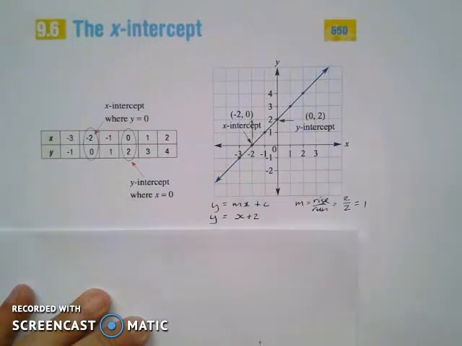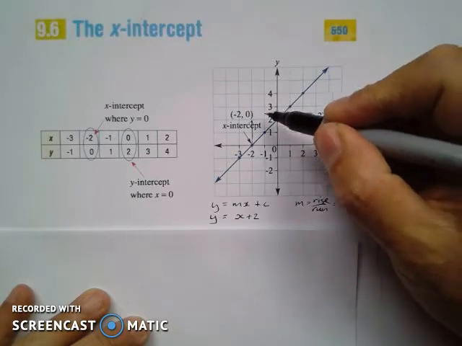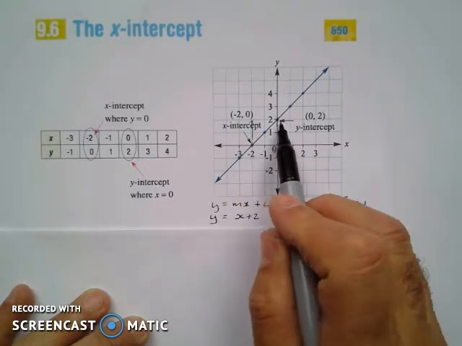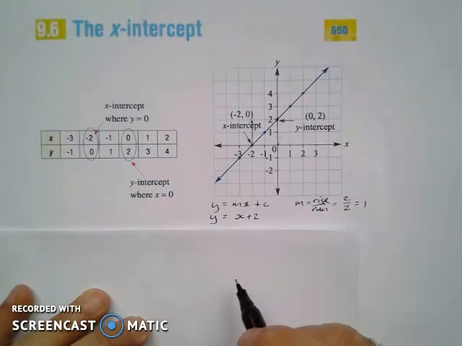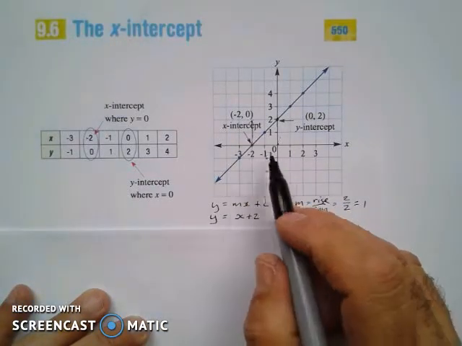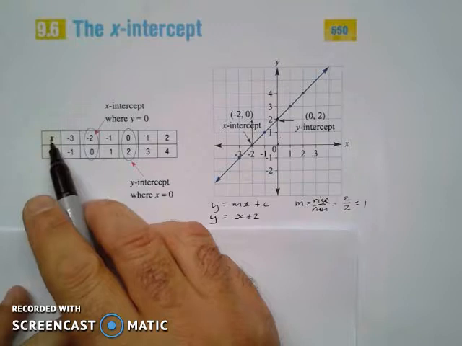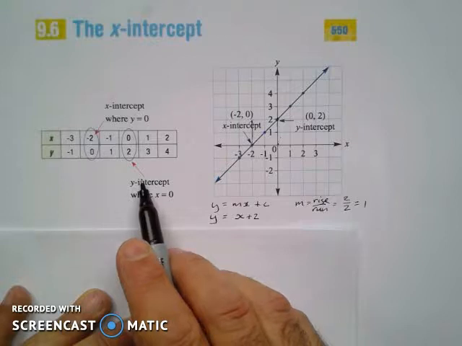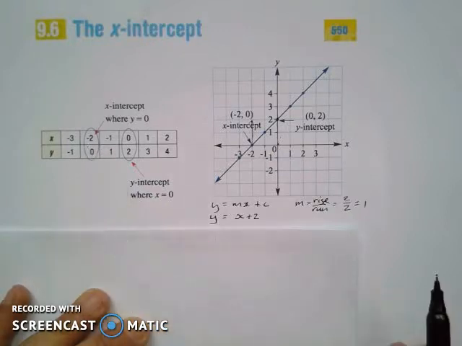Now look what happens with my x- and y-intercepts. On any graph, at the y-intercept, x is 0. Look there, when y is 2, x is 0, and that will always happen. On the x-intercept, when x is negative 2, y is 0. It doesn't matter where I am on this line, at the x-intercept y will always be 0. When x is 0, y is 2, that is my y-intercept. My x-intercept is where y is 0, so where y is 0, x is negative 2.